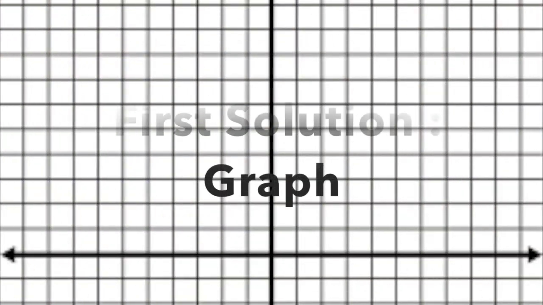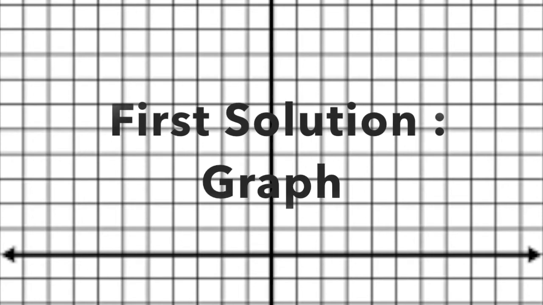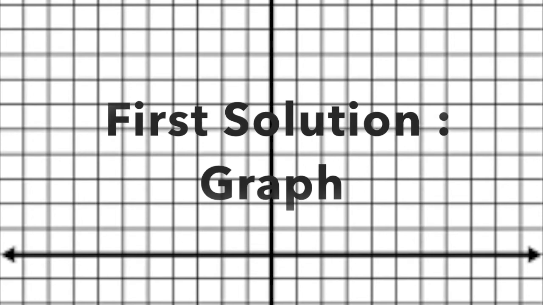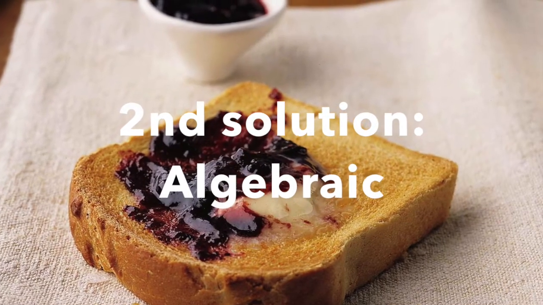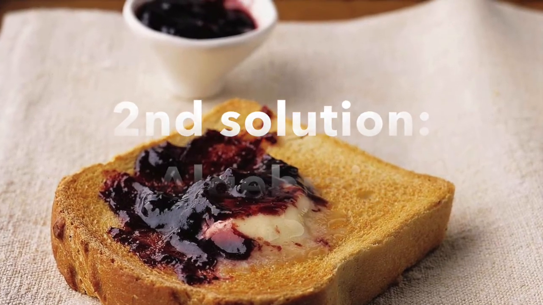The first way we will solve this problem is by using a graph. We can graph the two equations and find the intersection point to get our answer. Here we have graphed our system of linear equations and we will use the intersection point to get our answer. Our intersection point is (4, 4), which means that 4 loaves of bread and 4 bottles of jam will satisfy Sally's requirements. The second way we will solve this problem is algebraically using substitution.